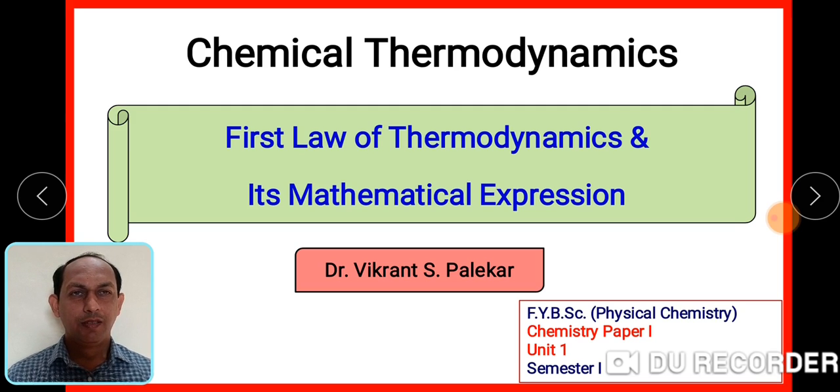Welcome to the lecture series on the topic Chemical Thermodynamics. This is the fourth session we are doing. Till now, we have understood different basic terms related to chemical thermodynamics. What is system? What is surrounding? What are the types of systems? Then what are the different processes, that is the reversible process and irreversible process.